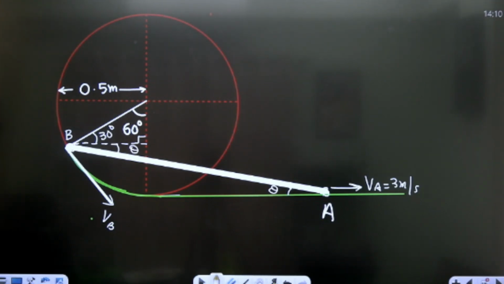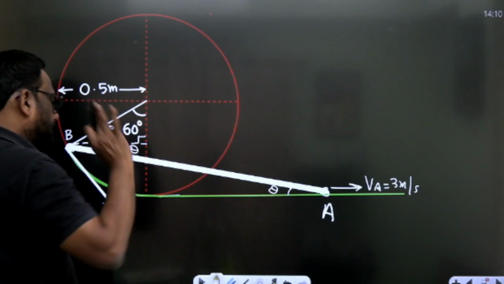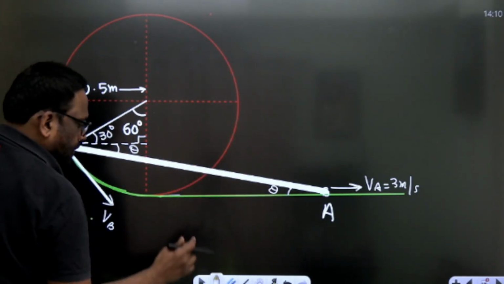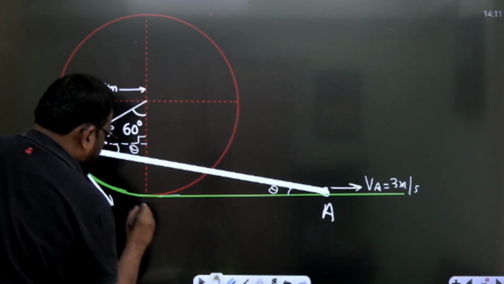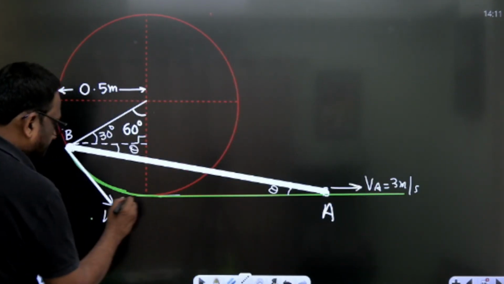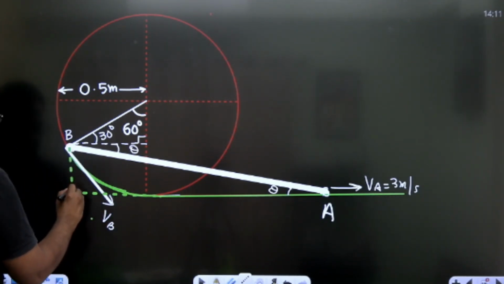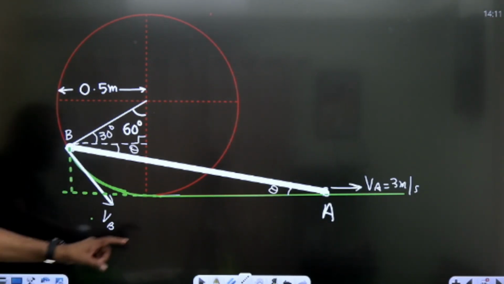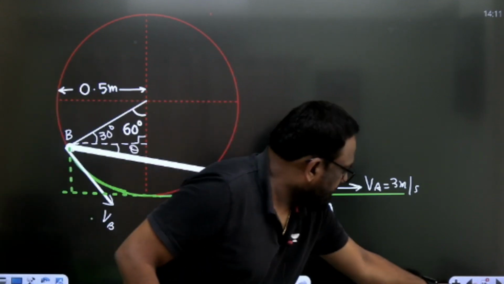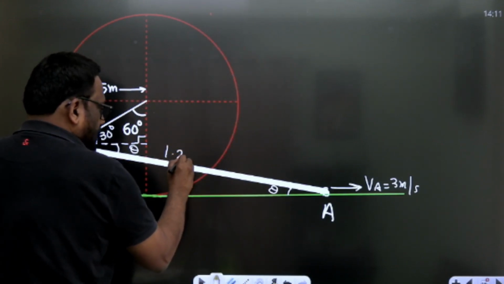नाउ द क्वेश्चन इज, मैं क्या करूं सर? द प्रॉब्लम हियर इज हाउ टू फाइंड आउट दिस एंगल. इफ दिस एंगल इज फाउंड, द प्रॉब्लम इज सॉल्व. सोचो सोचो सोचो. हाउ टू फाइंड आउट दिस एंगल. एक बार मैं एक लाइन ड्रॉ कर रहा हूं सर. माय डियर स्टूडेंट्स, ये लेंथ दे रखा है सर. दिस AB लेंथ इज 1.2 मीटर.